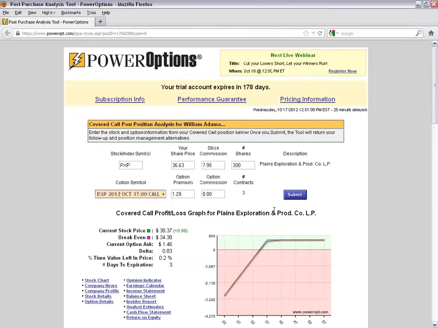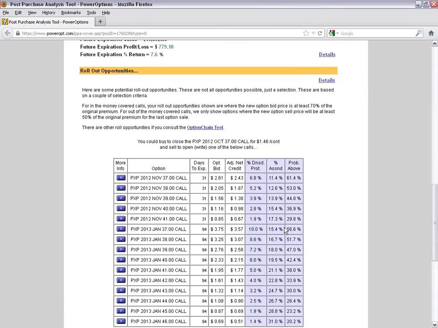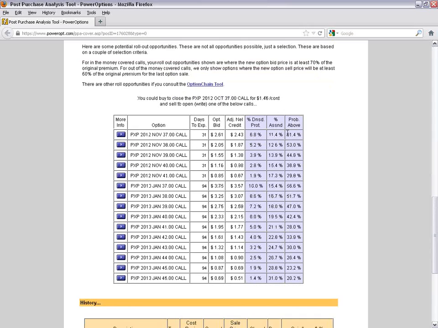I want to show something else real quick for some of you others also. If I'm evaluating a rollout opportunity, you're showing that probability above. If you're rolling to a new short call, you'll be able to see it there. That's where your analysis is. David, I didn't know if you meant the current one.